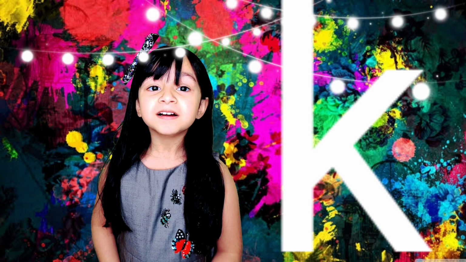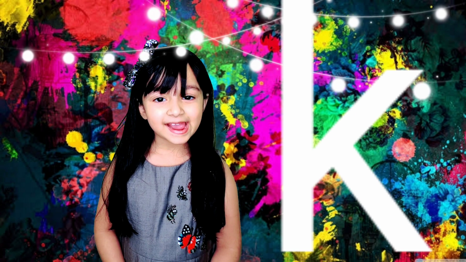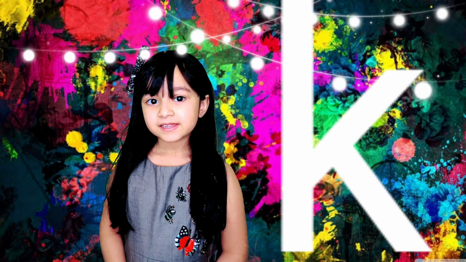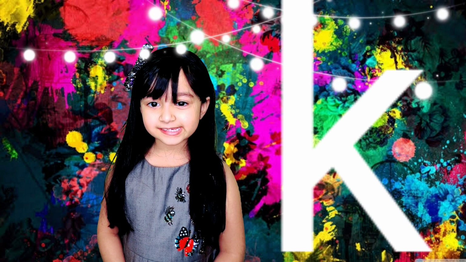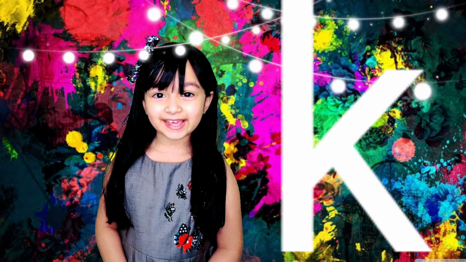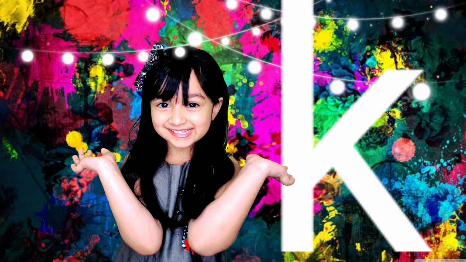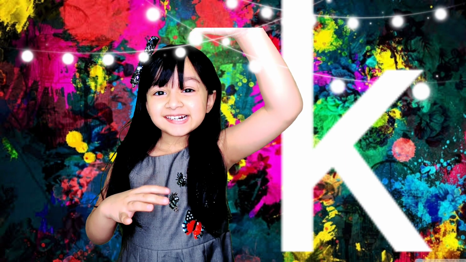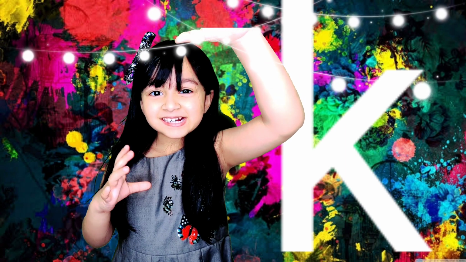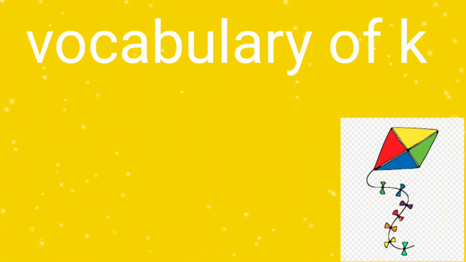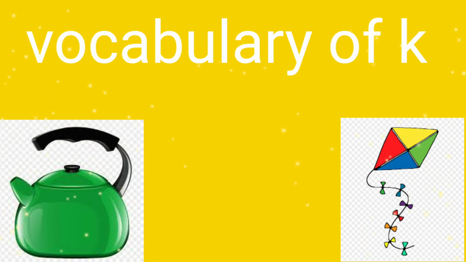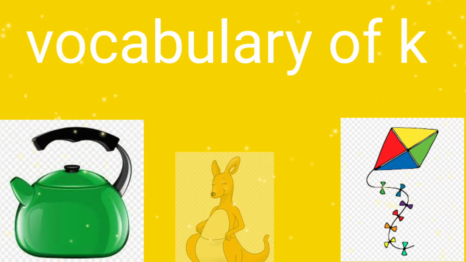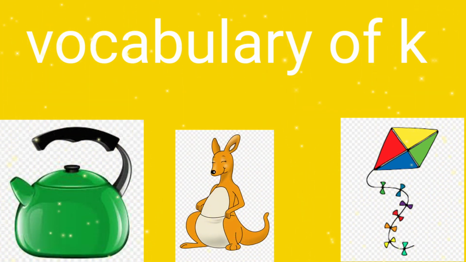This is letter K, and the sound of letter K is K. The action is same like that of letter C, like you are clicking castanets. Learn the vocabulary of K. Kite, kettle, kangaroo.